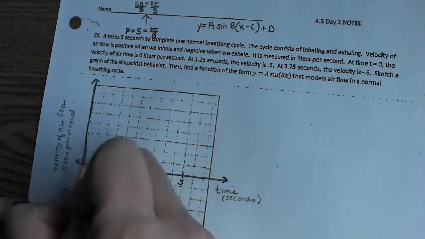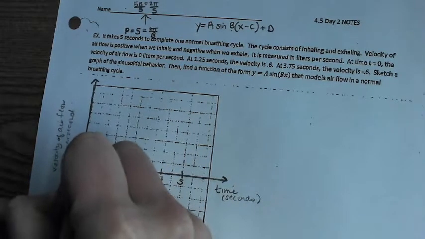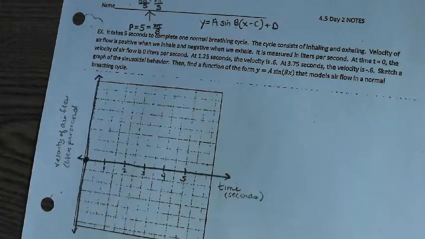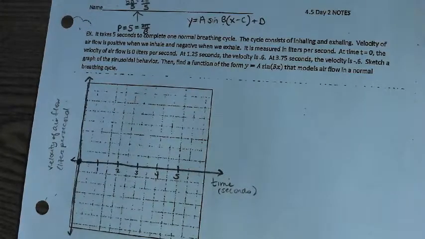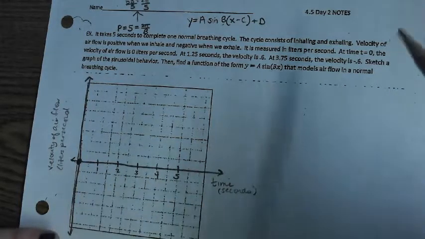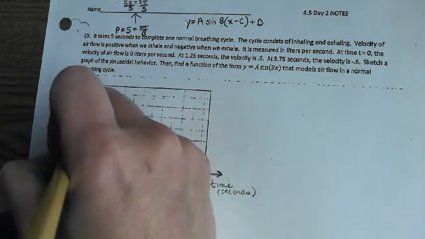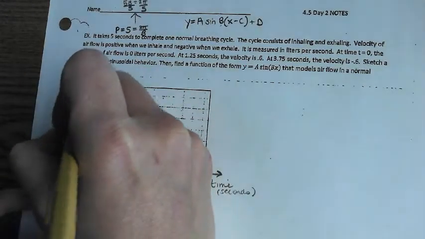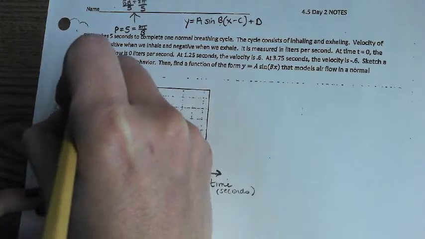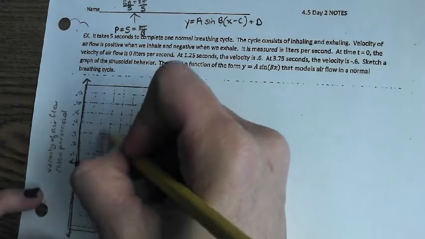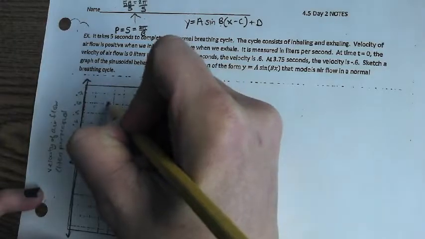So at time 0, the velocity is 0. Oh, it's still going to get into decimals, so now I'm really glad I skipped one. At 1.25 seconds, the velocity is 0.6. So what's the highest? And then negative 0.6. So I'm going to count by 0.1s. At 1.25, my velocity is 0.6.